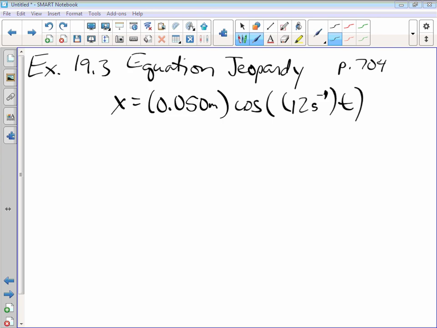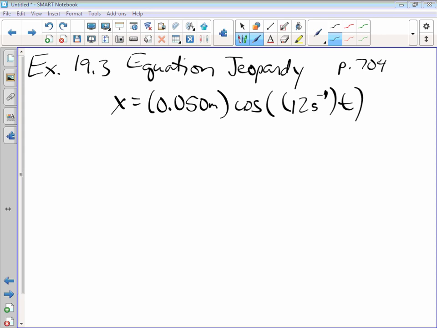Example 19.3 on page 704 says equation jeopardy. There's going to be some problems like this where you're given an equation, and just by giving the equation, you have to figure out all the information from it. Just like Jeopardy, you're given the answer, and you have to figure out the question. It's backwards. You're given the equation, you have to figure out the situation, instead of what you usually have to do, which is given a situation, make an equation.